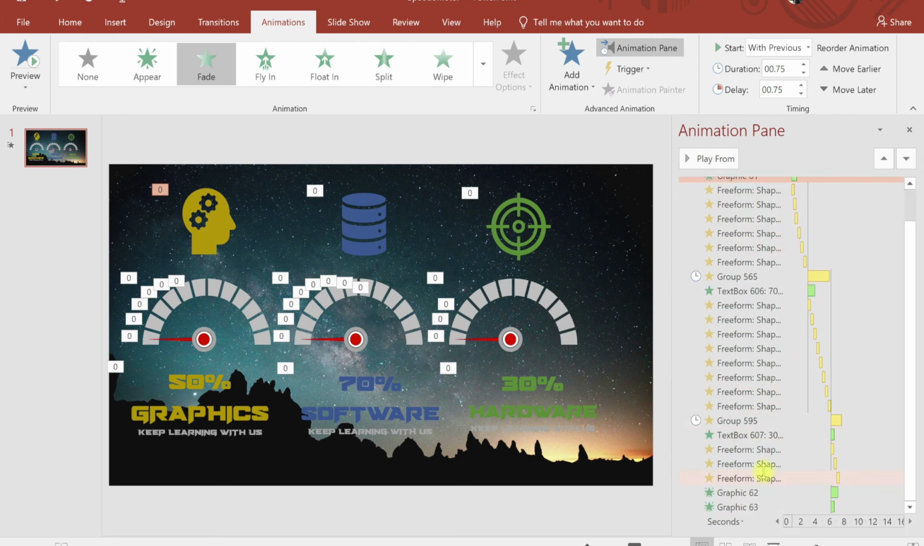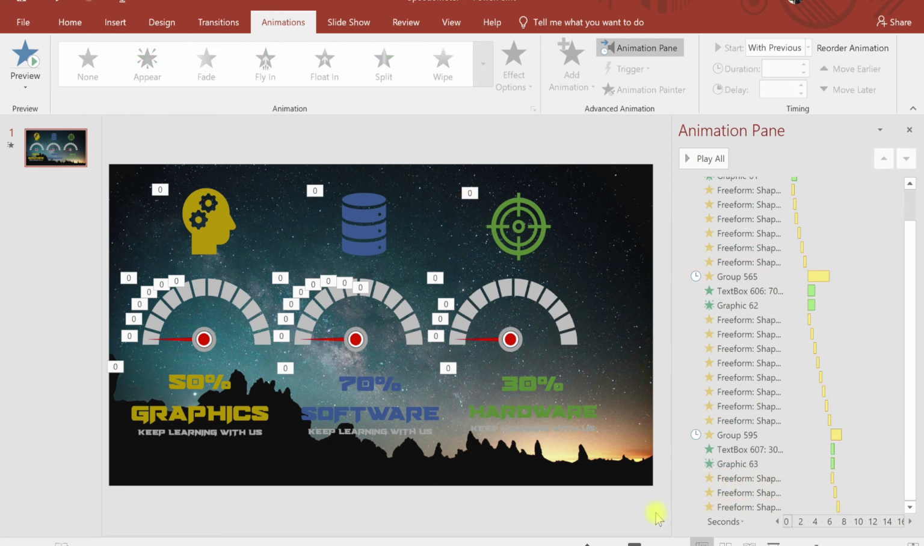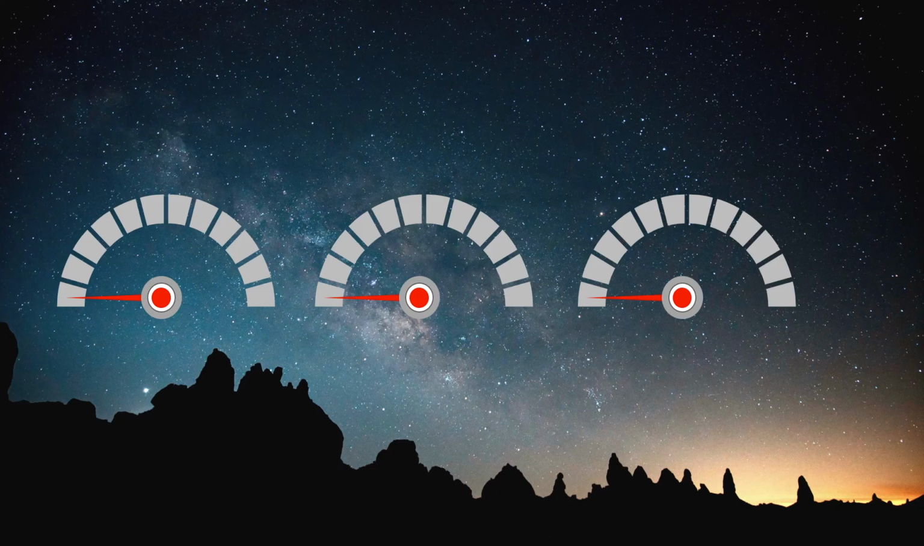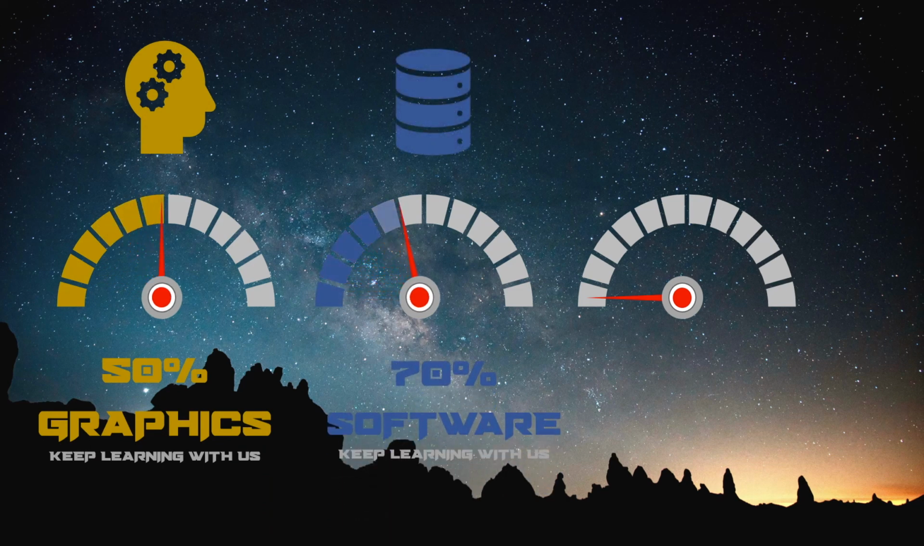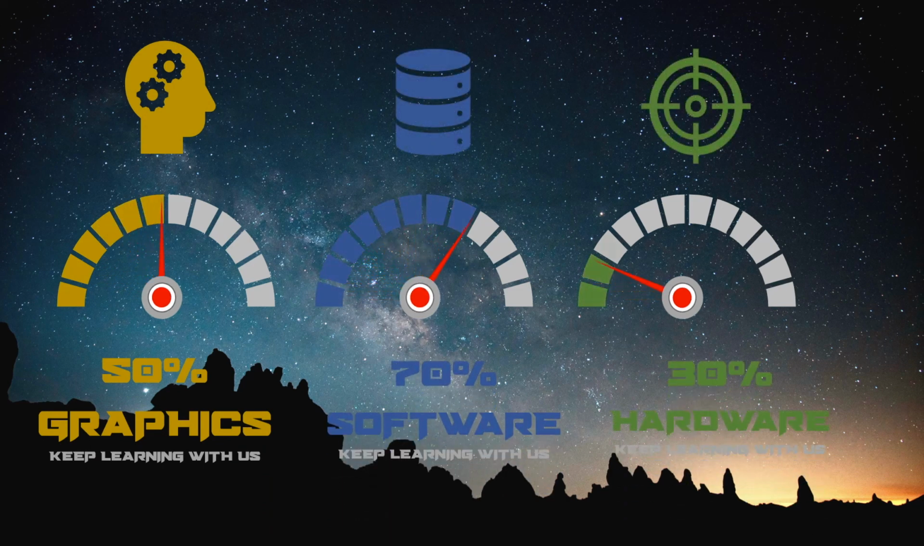Perfect. Now go to graphic 62. Move it under text box 60. The second one, the blue one. Then the third graphic 63, move it below the third text box. Perfect. Now play it. Very nice, very beautiful, very beautiful.